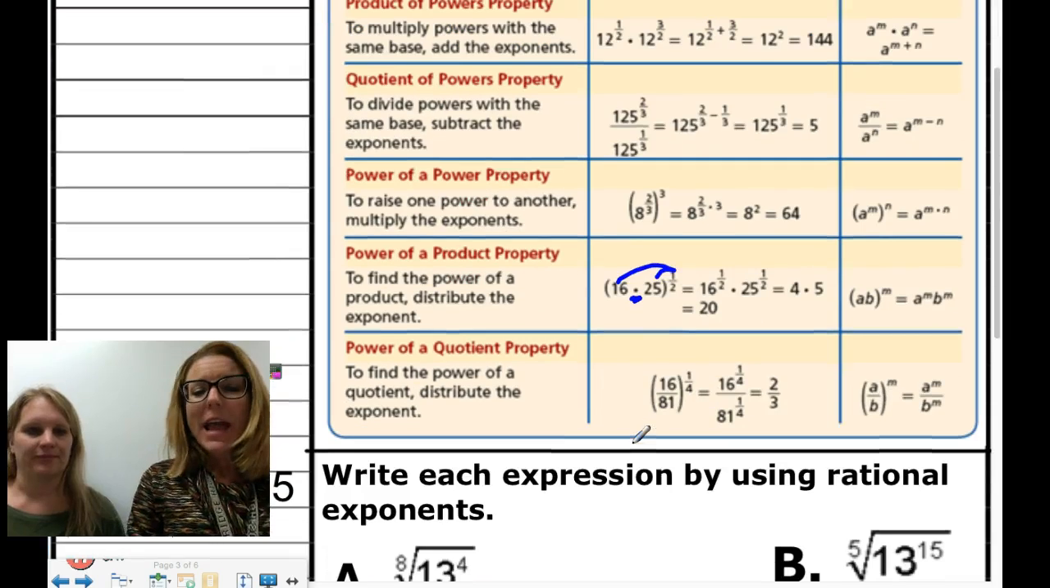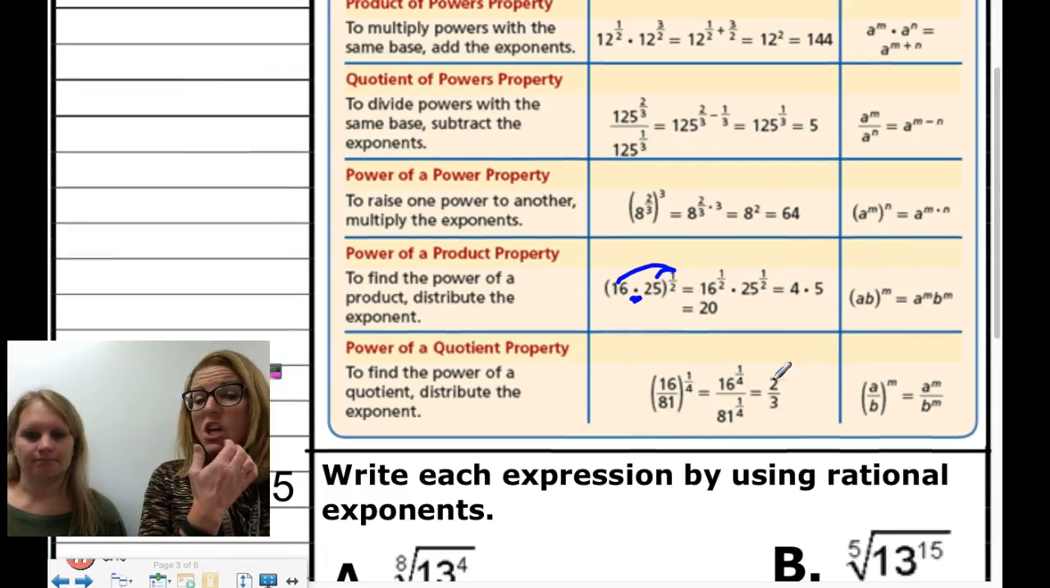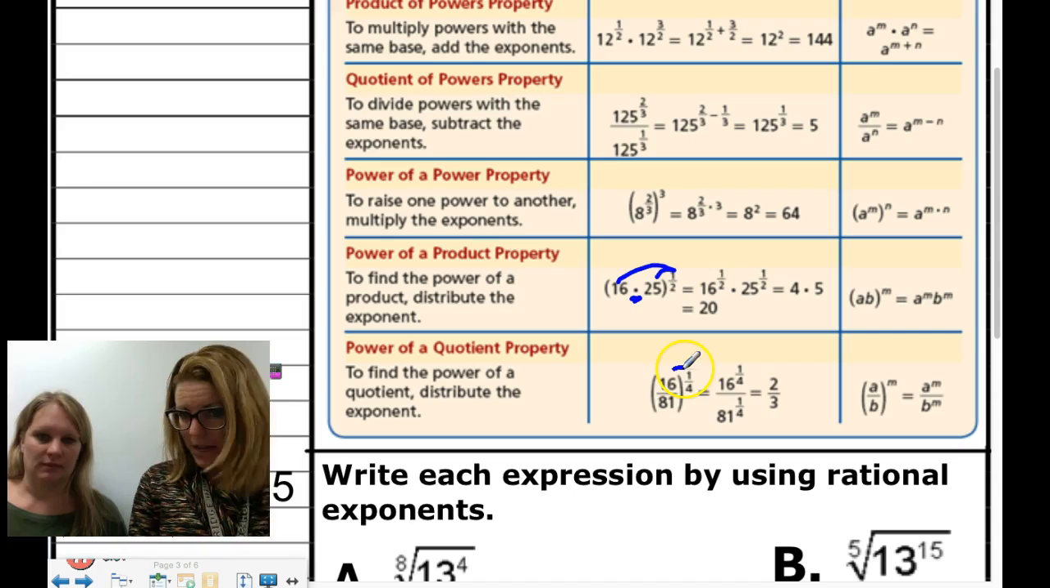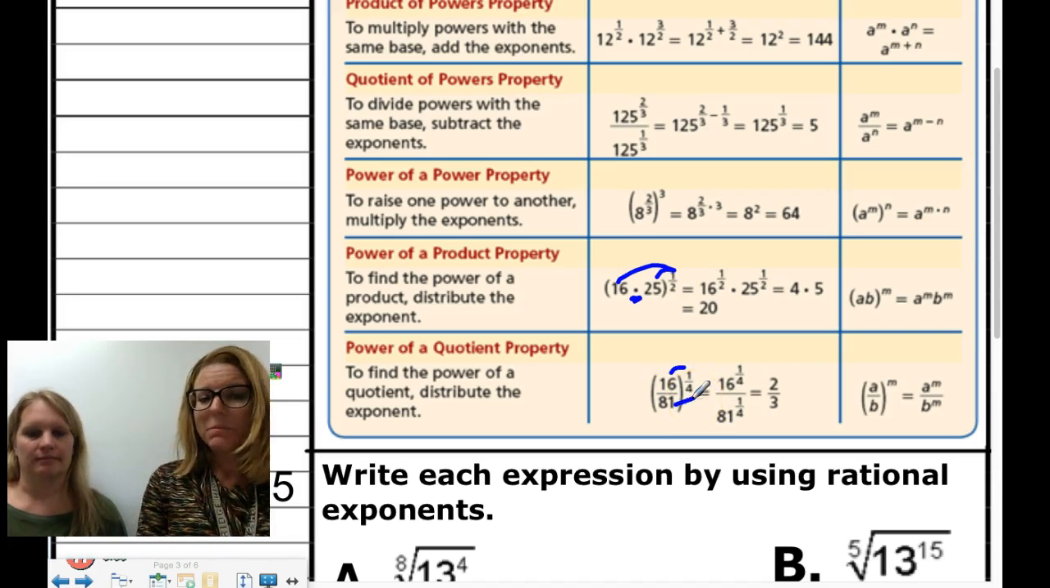Okay, good job, Miss Boyd. And power of a quotient, same thing. You can apply the 1/4 in that example to the top and to the bottom. Great. That is the properties.